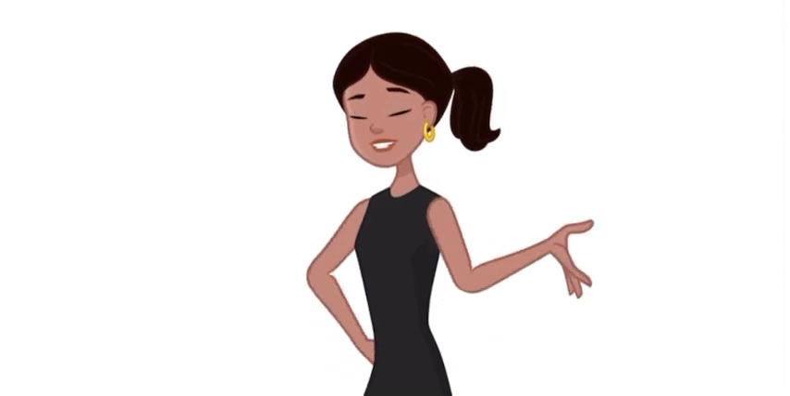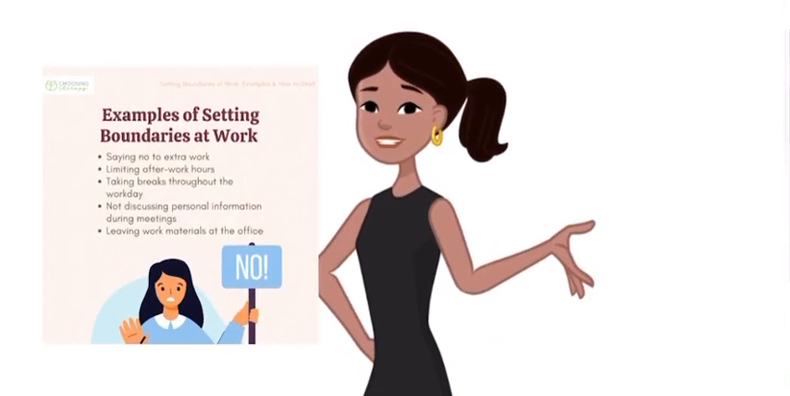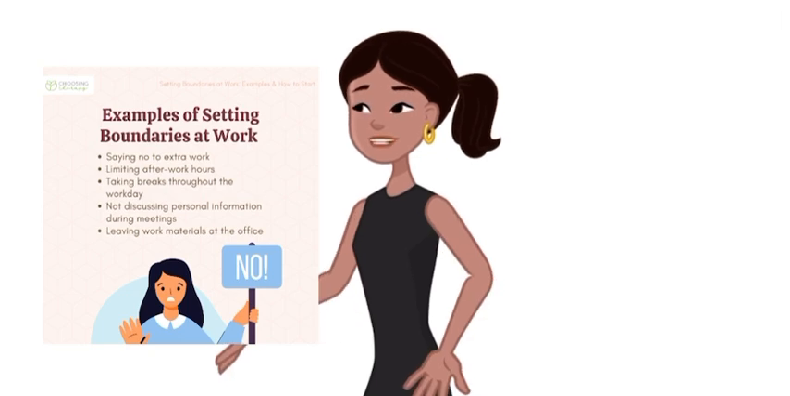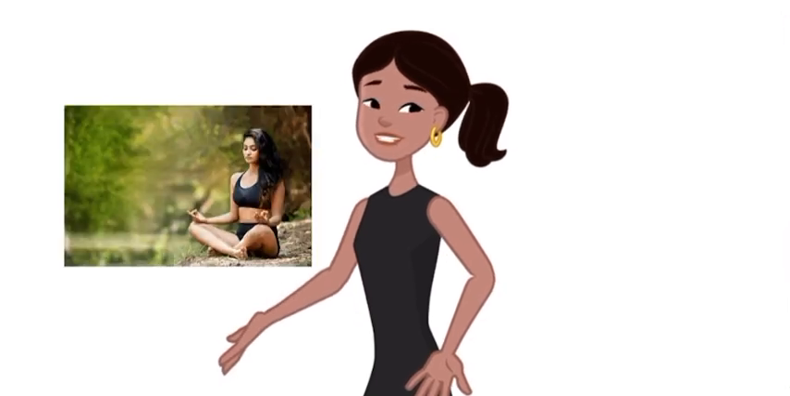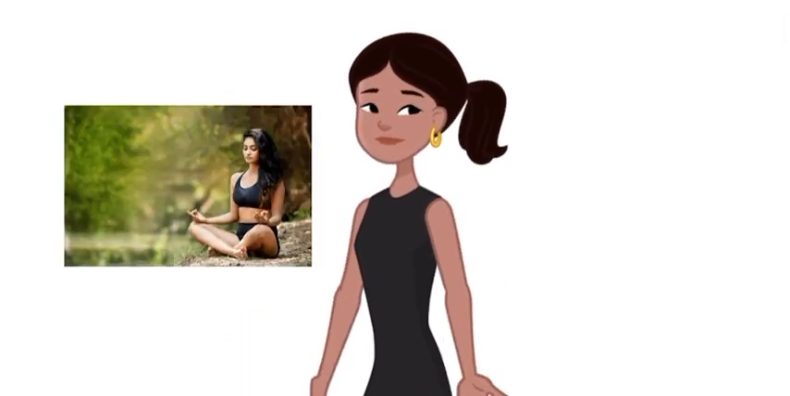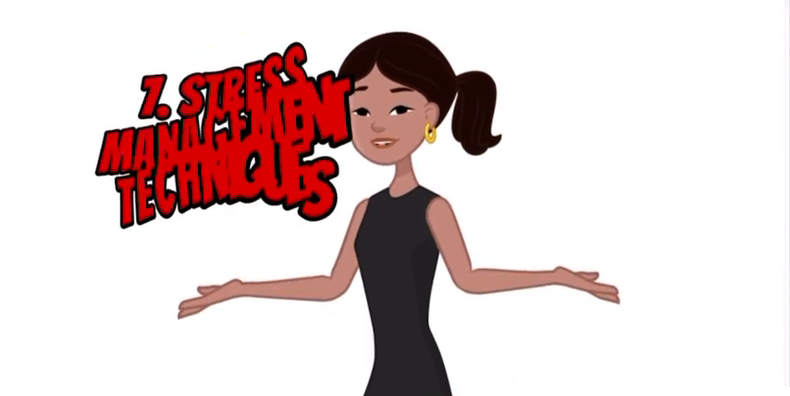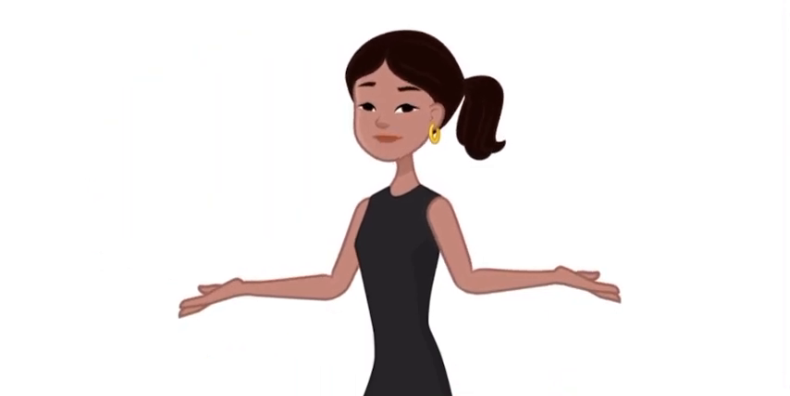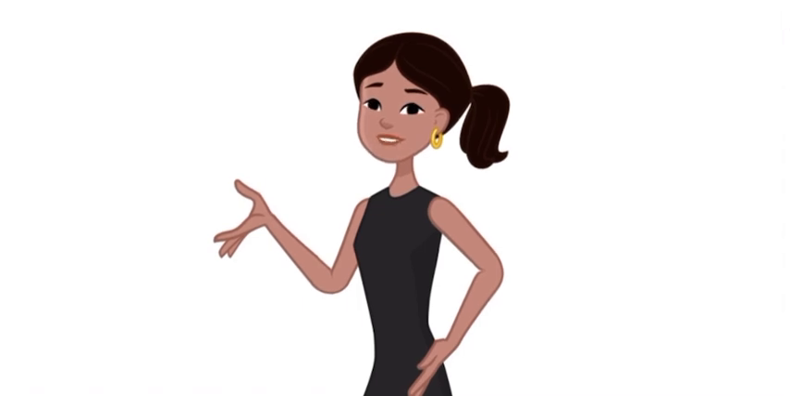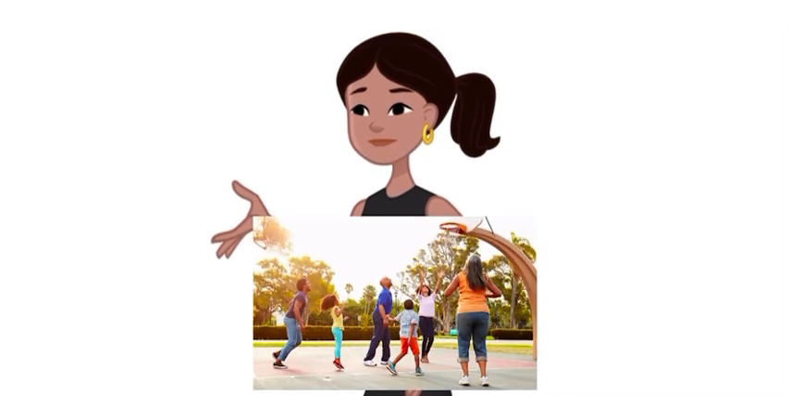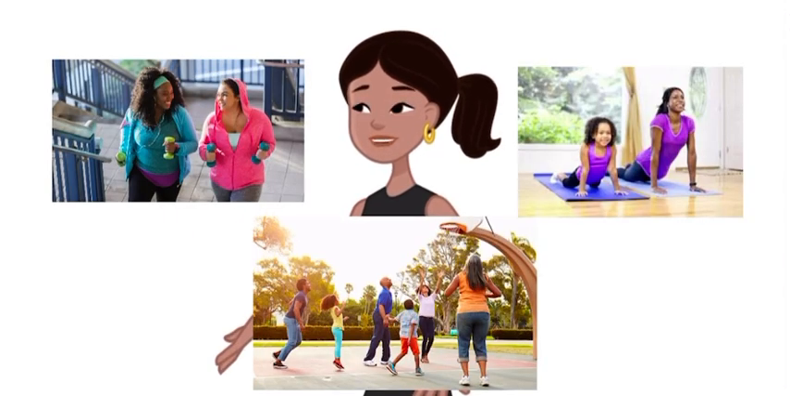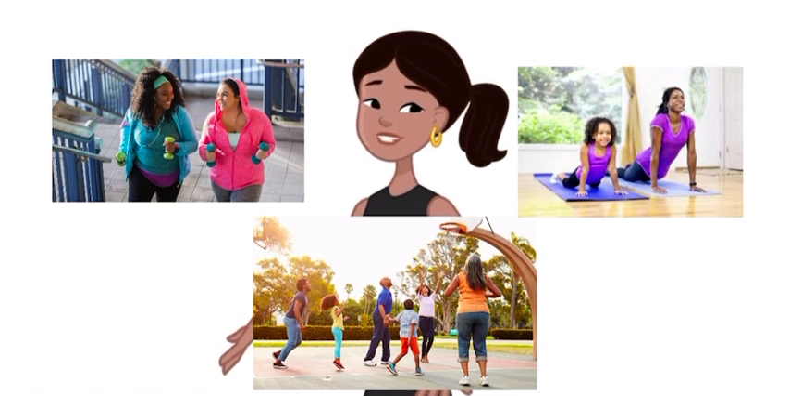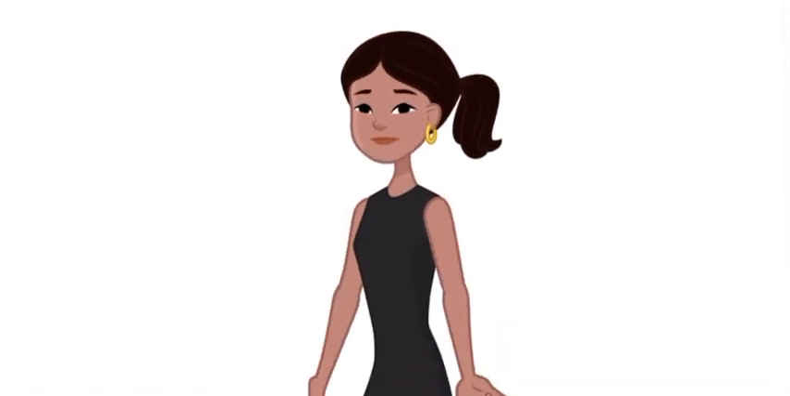For example, setting boundaries at work is problem-focused coping, while deep breathing exercises are emotion-focused coping. There are also many effective stress management techniques. Engaging in regular physical activity like walking or yoga is a great way to manage stress. It releases endorphins that help lift your mood.